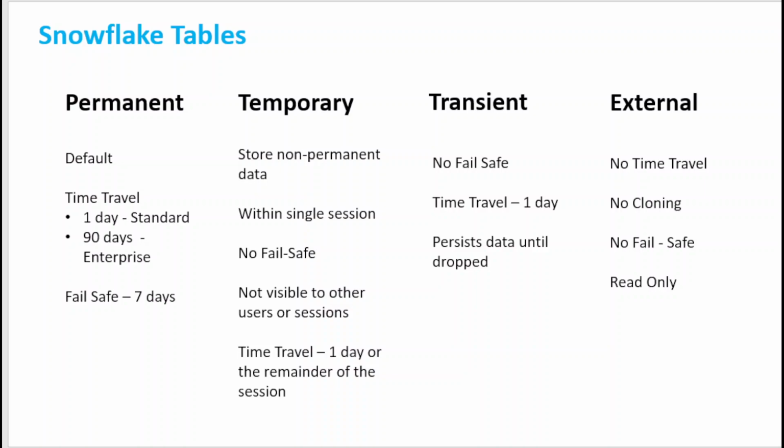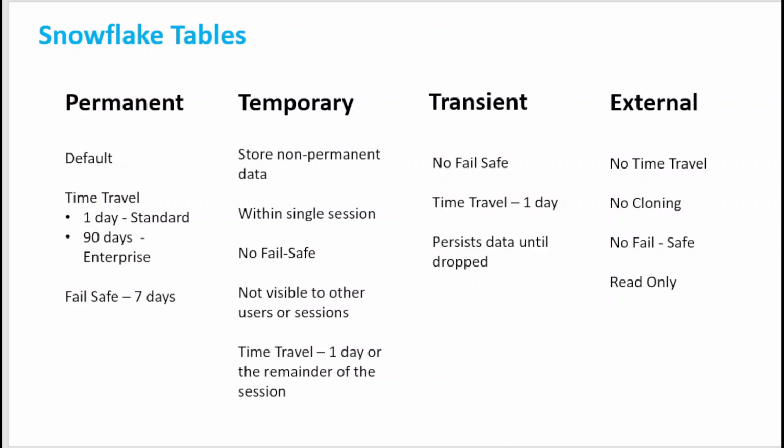A permanent table is like any normal table. This is the default table. So whenever you create any table within Snowflake, it's a permanent table. As the name suggests, whatever data is stored within this table, it's permanent. The data would persist until it is dropped or deleted.